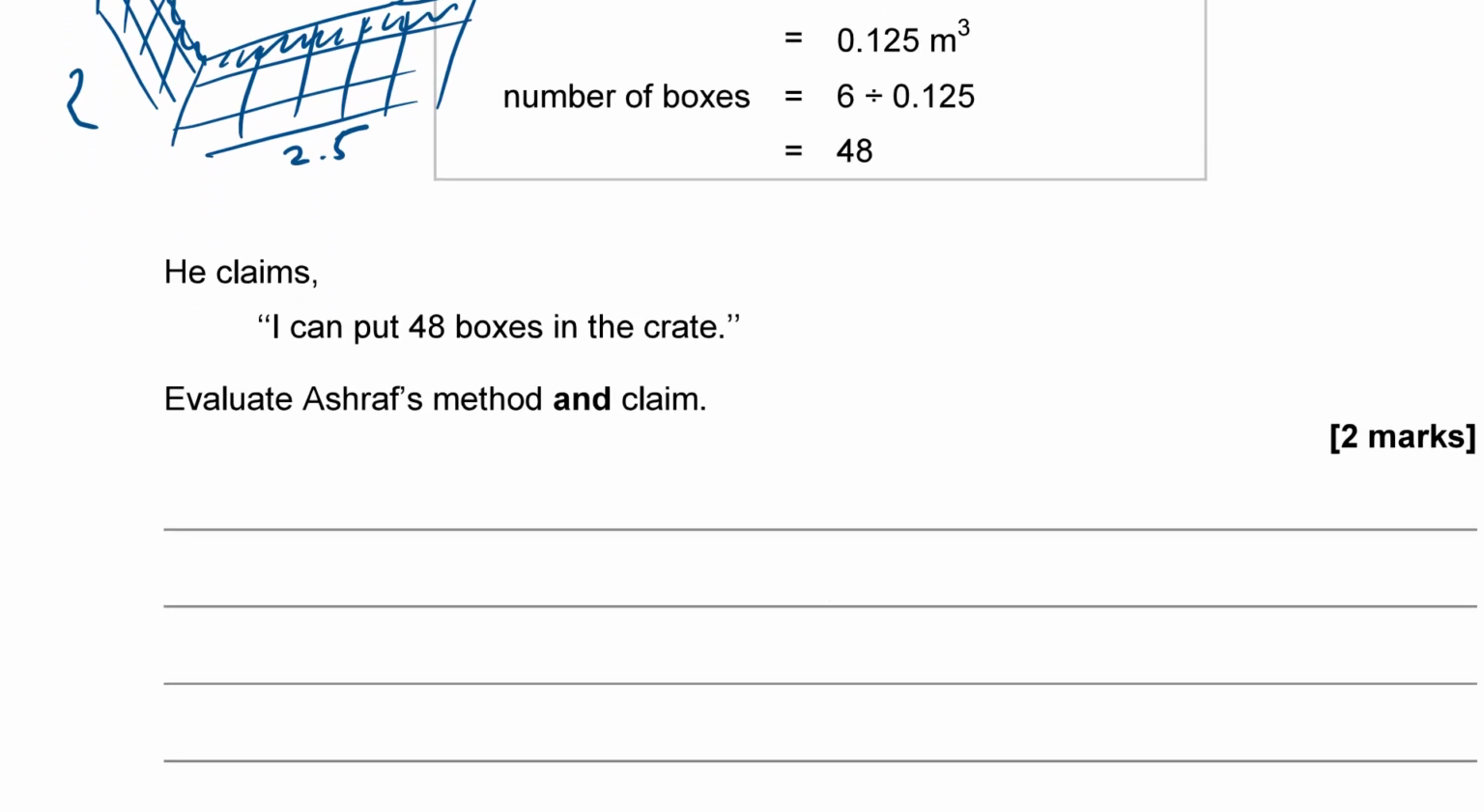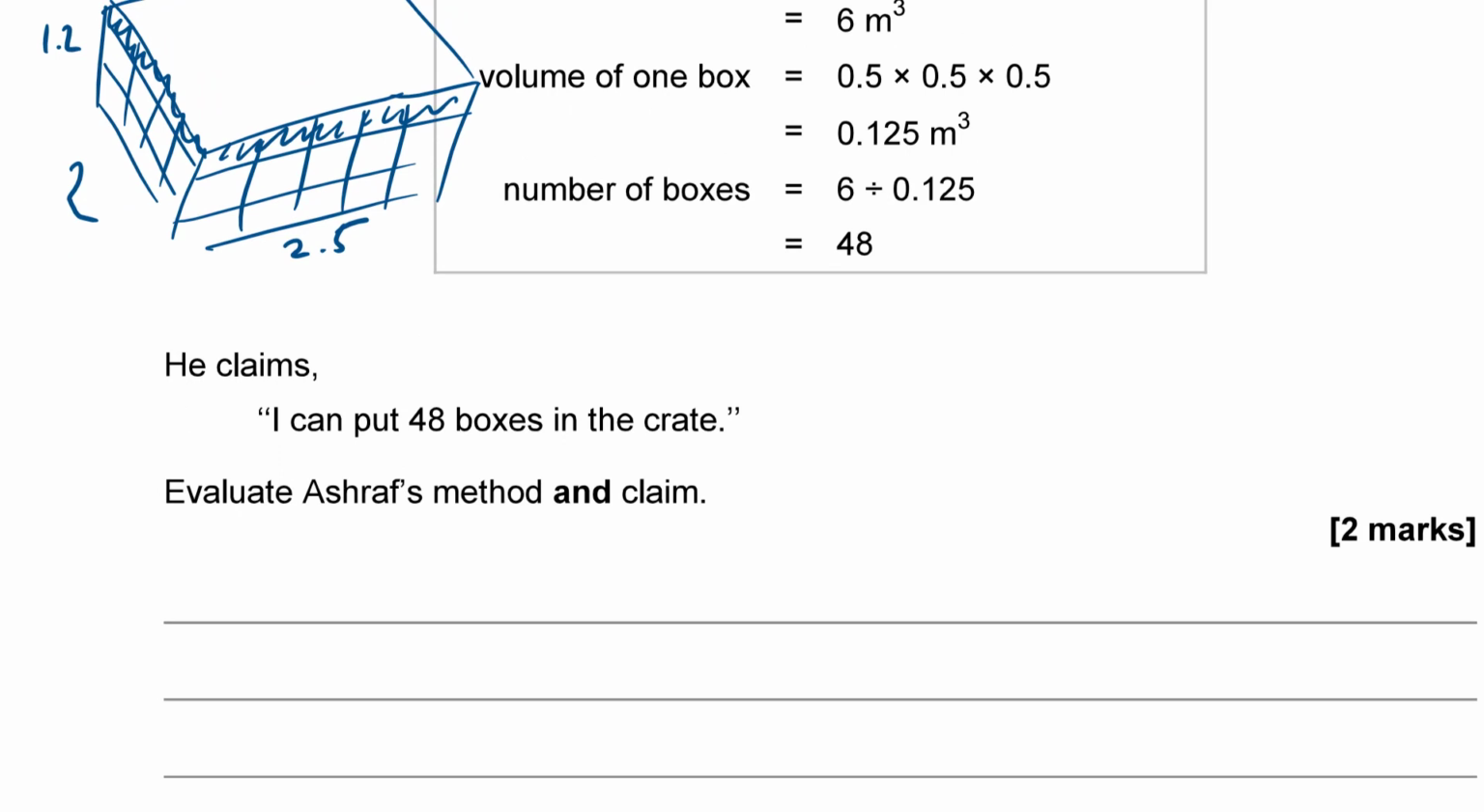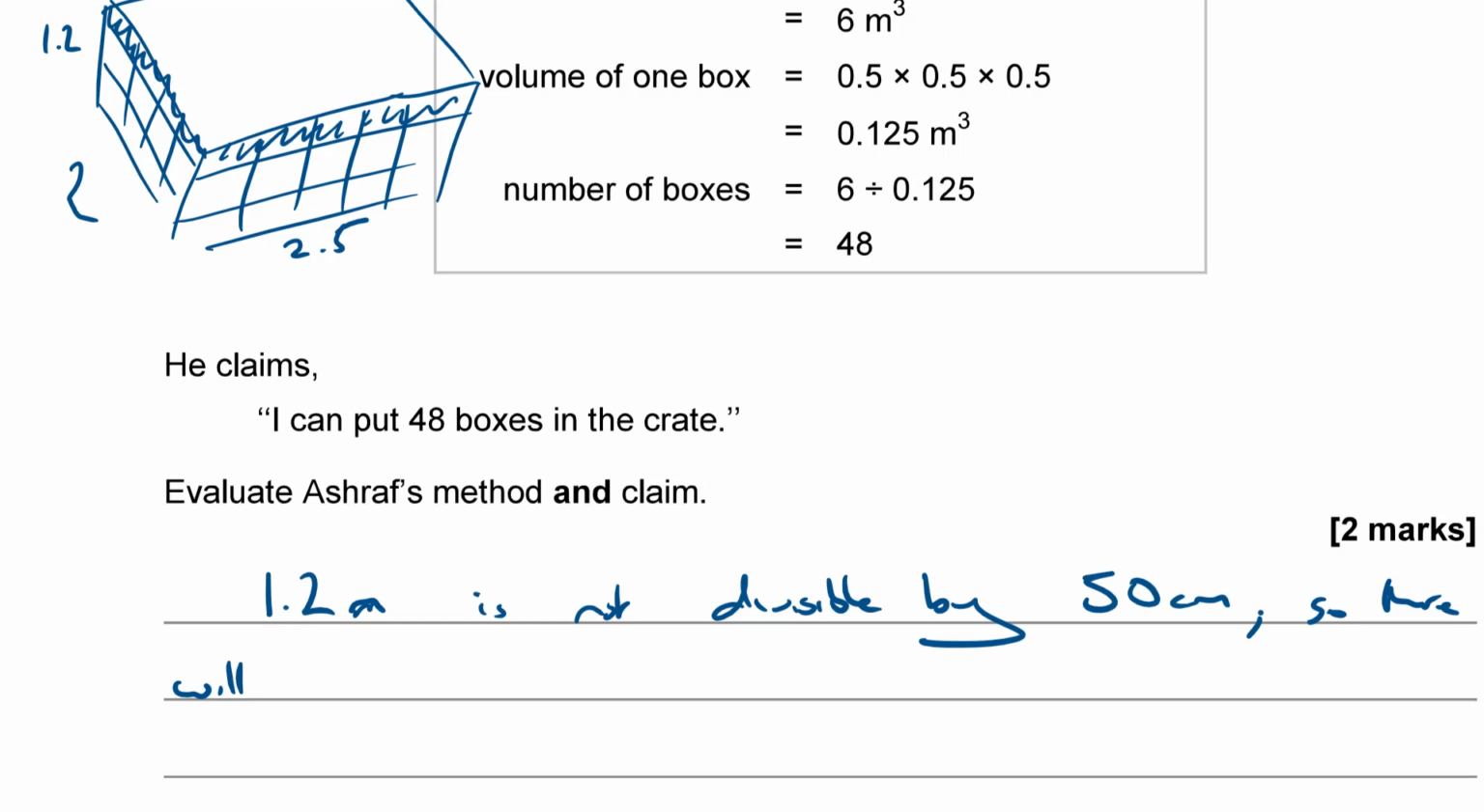So how can we put that down in words? So I'm going to evaluate his method by saying 1.2 meters is not divisible by, well, it's 50 centimeters, isn't it? So there's going to be some empty space in the box. So there will be some empty space in the box.